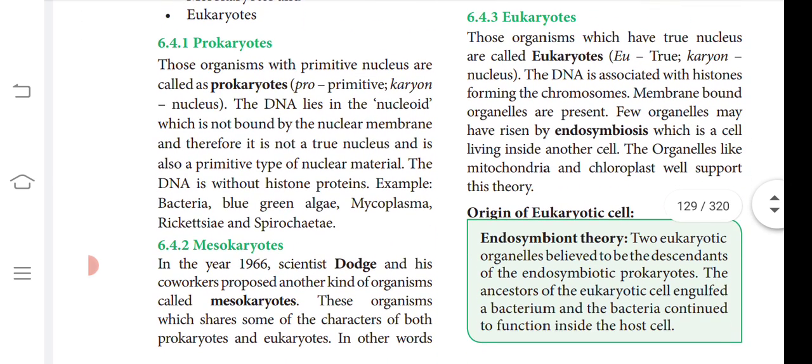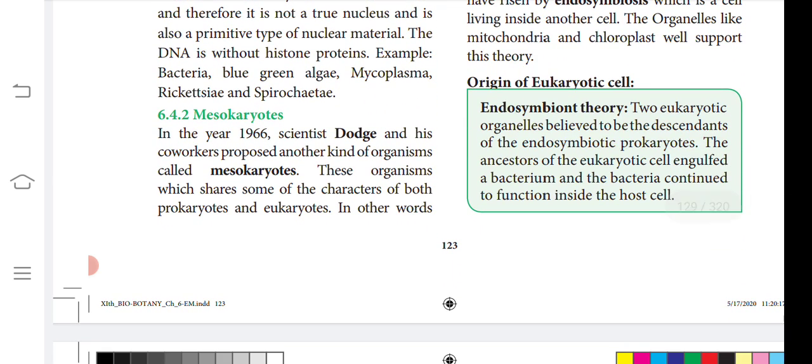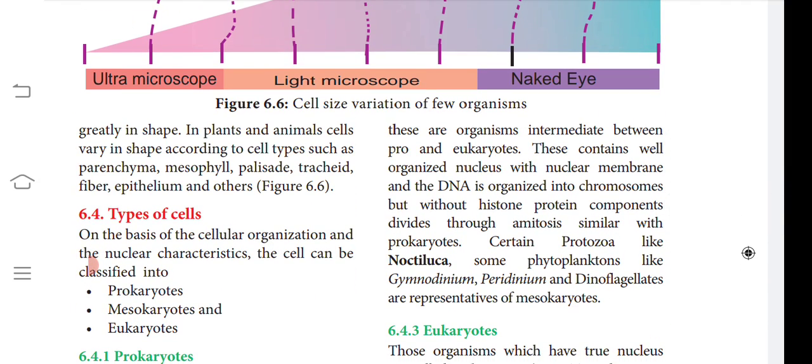So you know what is prokaryote, which is not having the true nucleus, then they are called as the prokaryote. A mesokaryote. So scientist George and his co-workers proposed another kind of organism, mesokaryote. These organisms, which share some of the characters of the prokaryote, some of the characters of the eukaryote, are called as the mesokaryotes. They are in between the prokaryote and eukaryote. These contain well organized nucleus and nuclear membrane. DNA is organized into chromosome but without histone protein.